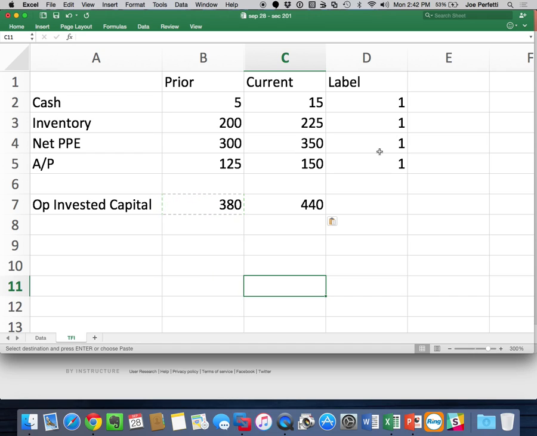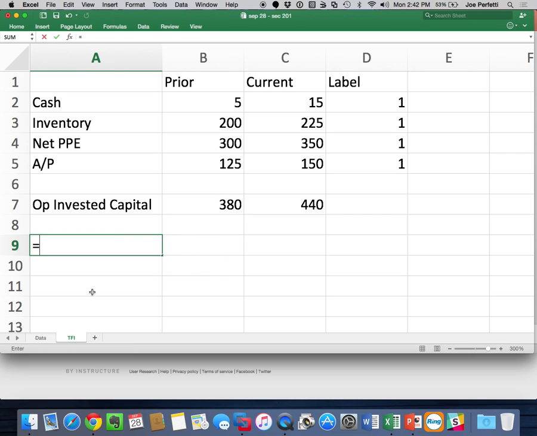Okay? I'm not saying it's impossible, but it's much less likely that I'm going to put a 2 in my 1s and realize that I mixed my operating and non-operating together, because what it'll mean is I'll get the wrong invested capital. Okay? All right. So next, I do look for my 2s.